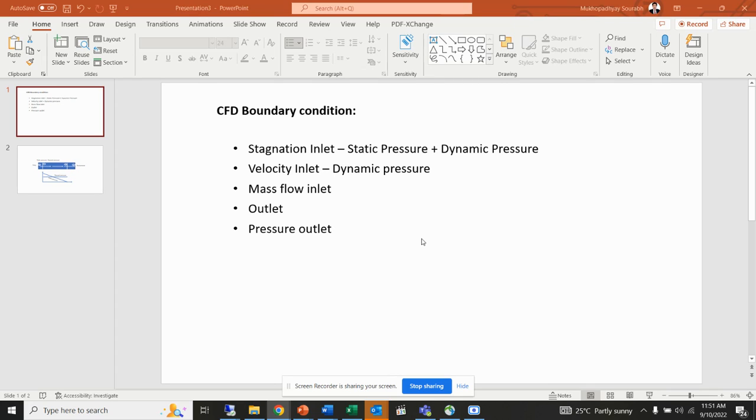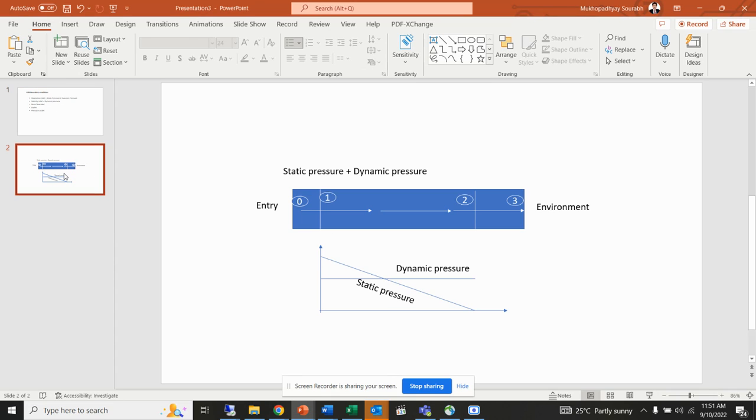At first we will start with the stagnation inlet. Stagnation pressure is nothing but, as we know, static pressure plus dynamic pressure. So let's understand it in a little detail. What is stagnation pressure? Suppose the water is flowing through points 0, 1, 2, 3. 0 is the entry, 3 is the exit to the environment, and the water is flowing downstream through this pipe. So what is static pressure and what is dynamic pressure?